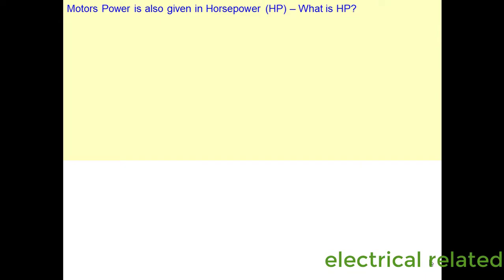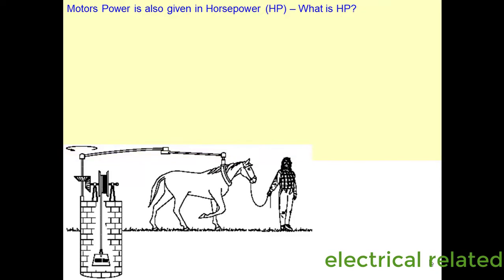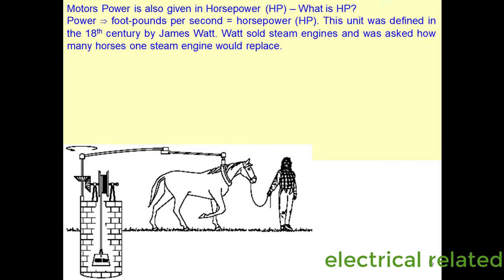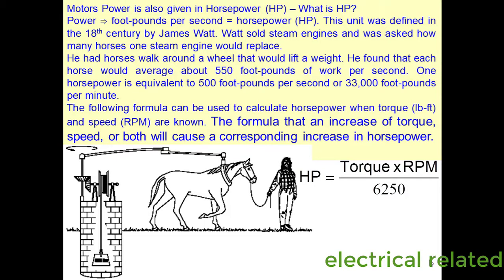Now I will explain what horsepower is. Basically, horsepower is equal to foot-pound per second. This unit was invented in the 18th century. Horsepower has the formula torque multiplied by RPM divided by 6250. In this way, you can calculate the horsepower of any induction motor.